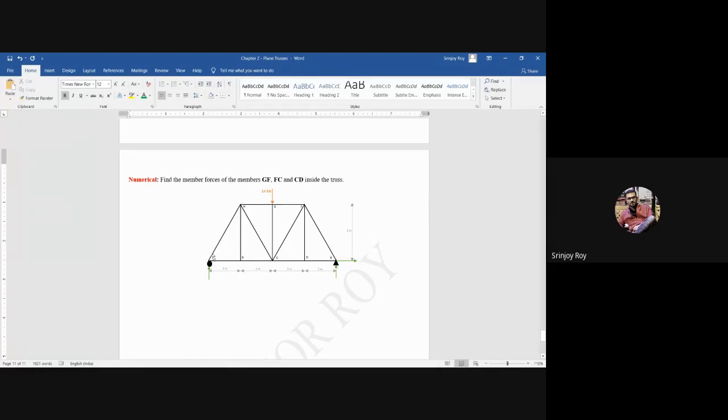So that means which forces? Isn't it this GF force? This is FC and this is CD. These are the members.